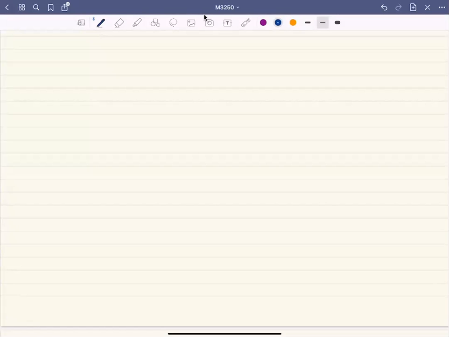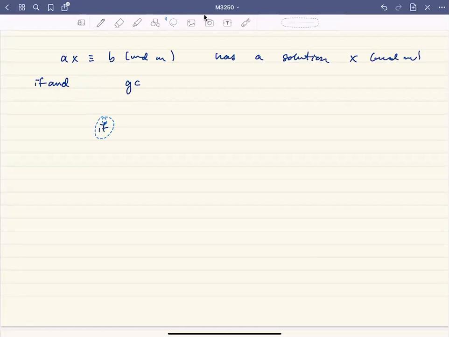So let's talk about a little bit of theory. It turns out that ax is congruent to b mod m has a solution x mod m if and only if the greatest common divisor of a and m divides b, okay?